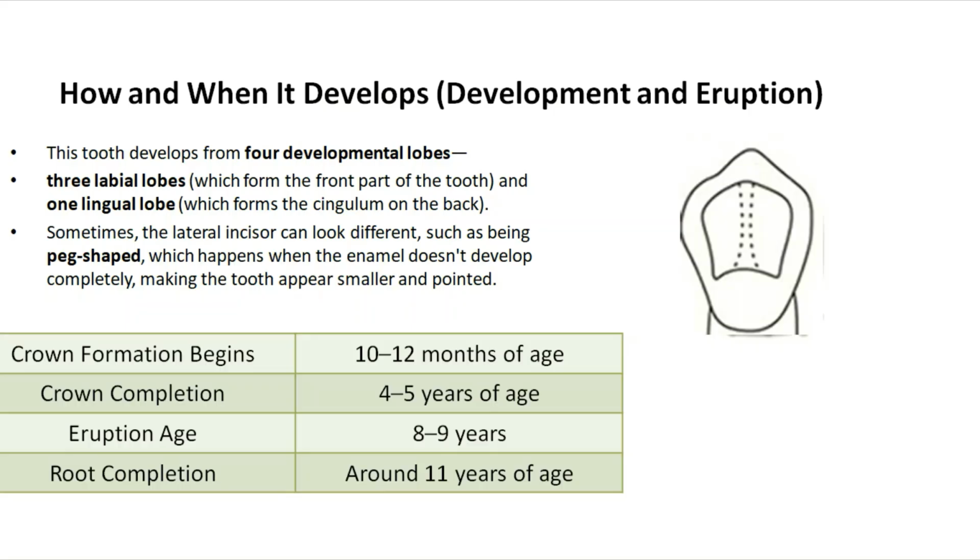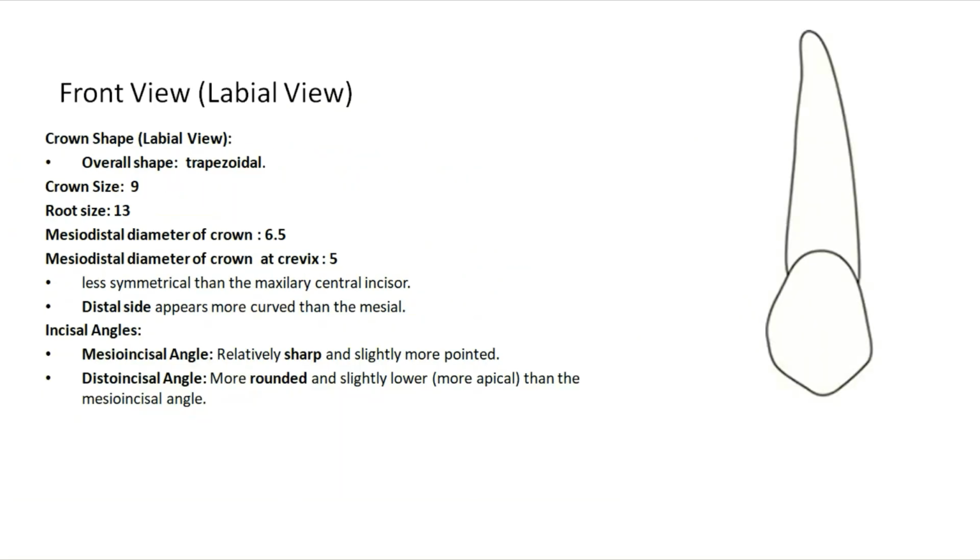The crown formation begins at 10 to 12 months of age. The crown completion is at 4 to 5 years of age. The eruption age is 8 to 9 years. The root completion is around 11 years of age. The eruption age is a very important topic from the exam point of view.